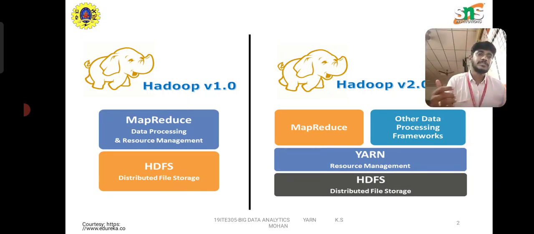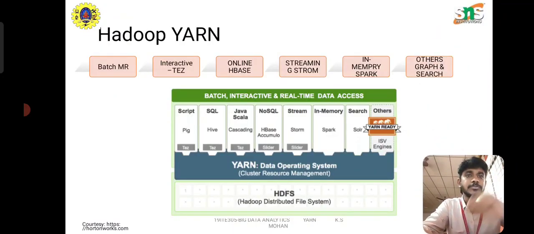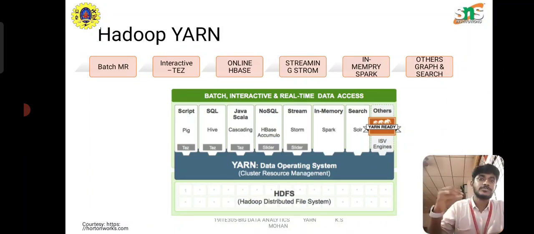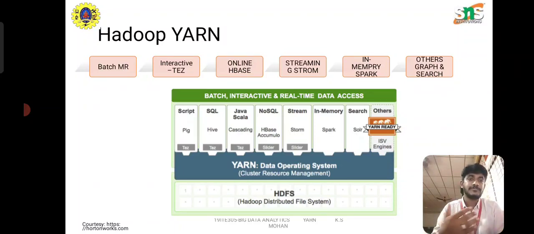Looking at the screen, YARN is present above HDFS, and MapReduce and other data processing frameworks can be present in the upper layer of YARN. It helps make resource management very easy. Then we can see what the Hadoop YARN system is. Generally batch, interactive and real-time data access can be present. YARN is a data operating system. It is a kind of cluster resource management to manage the different kinds of resources in the cluster.